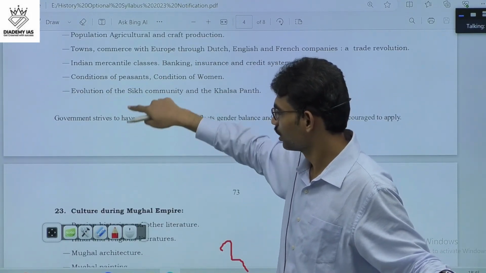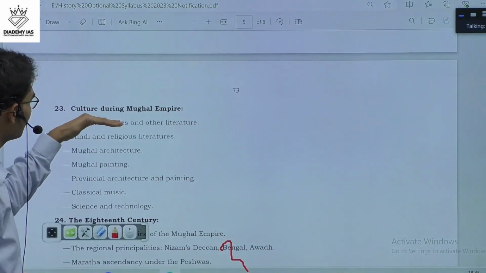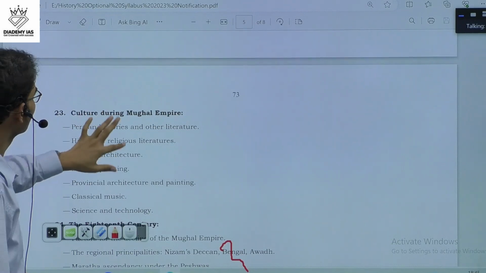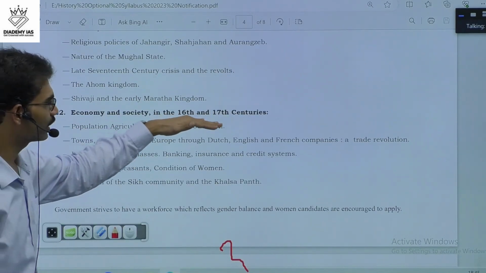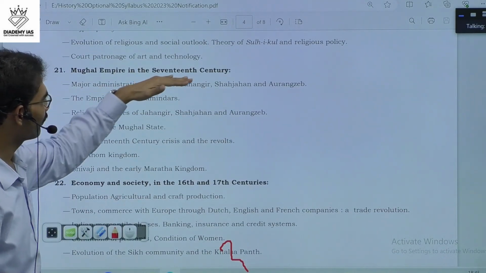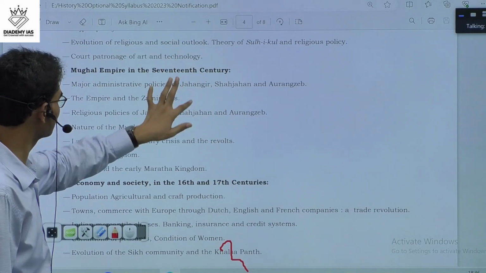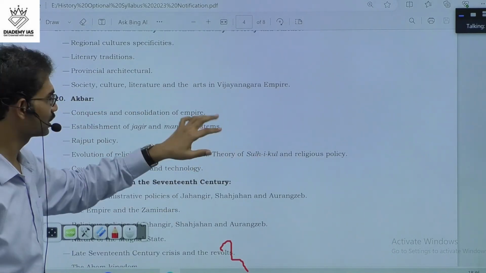You can see 23, 24. If you go to 23, culture during the Mughal Empire. Then if we go to 22, economy and society during the 16th and 17th centuries. Then the Mughal Empire in the 17th century, Politico-Administration, most of that. Akbar, during his time period, Politico-Administration.